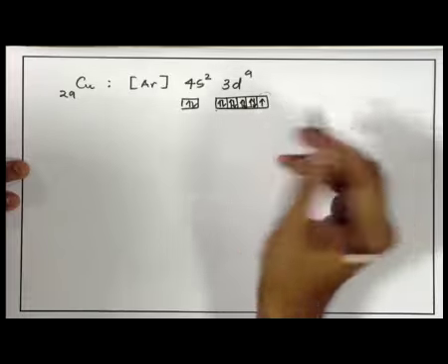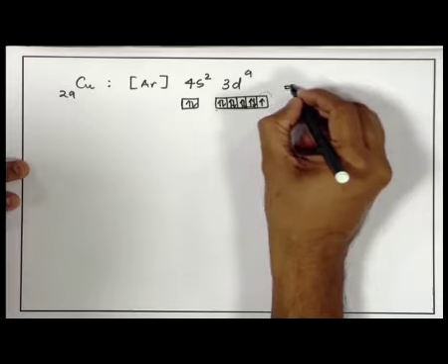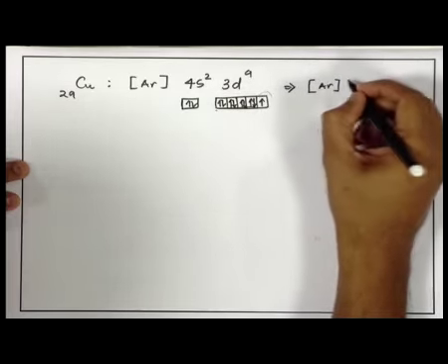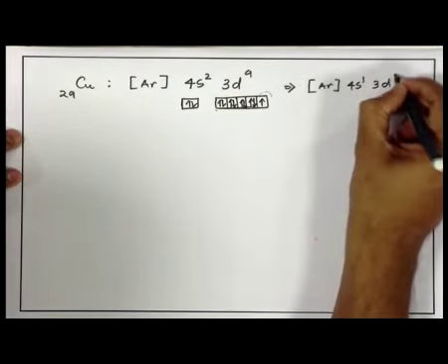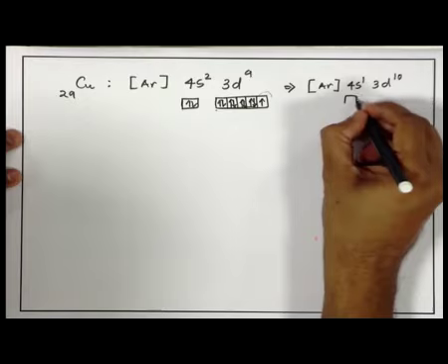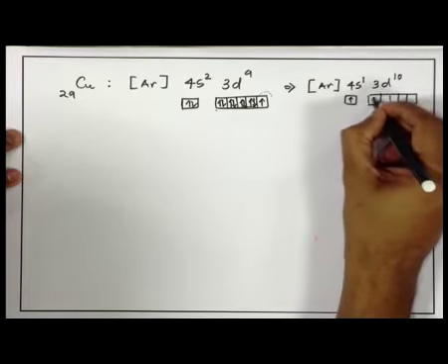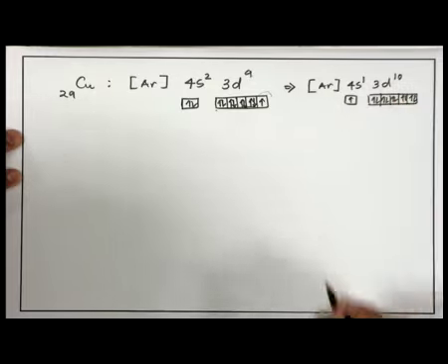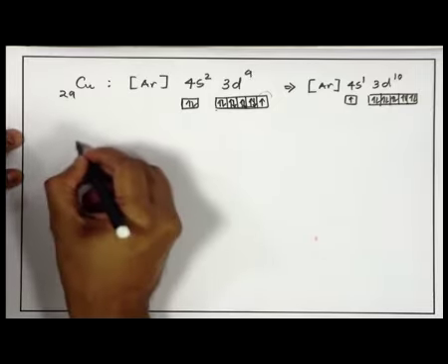So, we know that both half-filled and fully filled shells are stable. So, in this case there is a change in the configuration. Copper adopts a change in the electronic configuration and goes to 4s1 3d10. And in this case all the 3d orbitals are doubly occupied, and this is the stable configuration of copper.